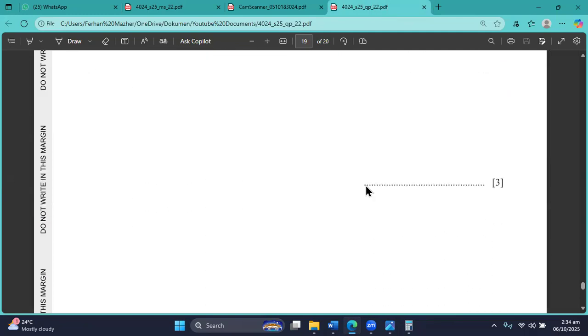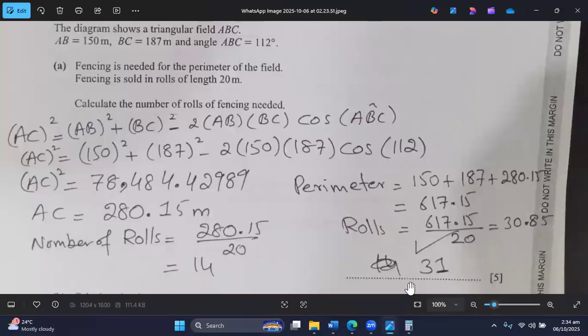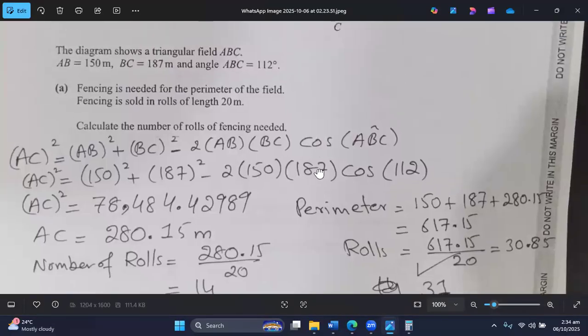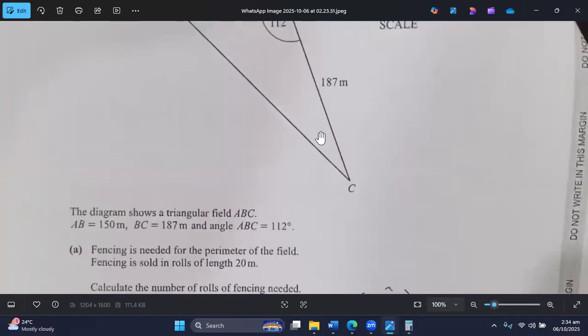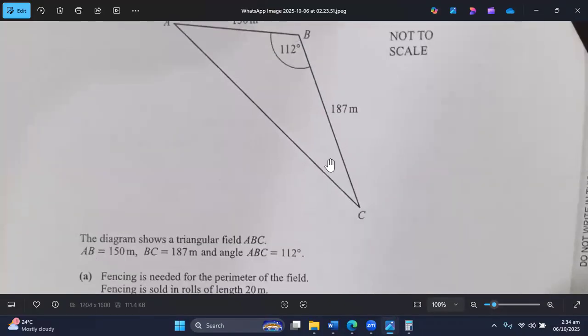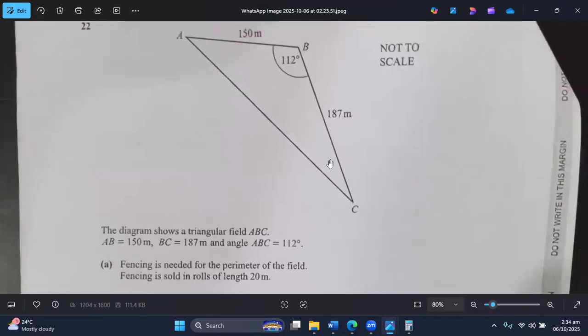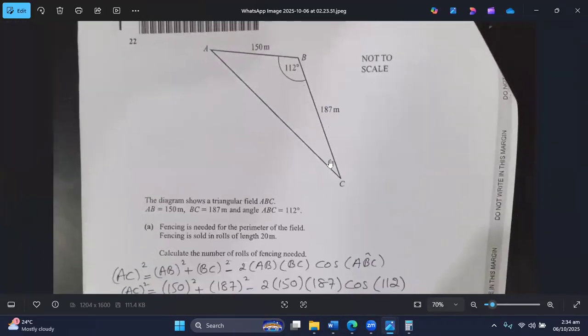So we are done with this paper, and I just want to tell you once again that I was doing this question, and this is, let me reduce the size, question number 22.